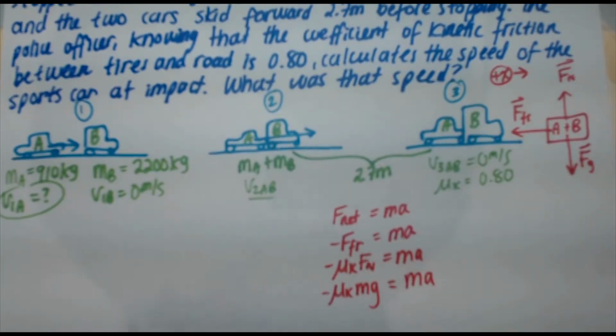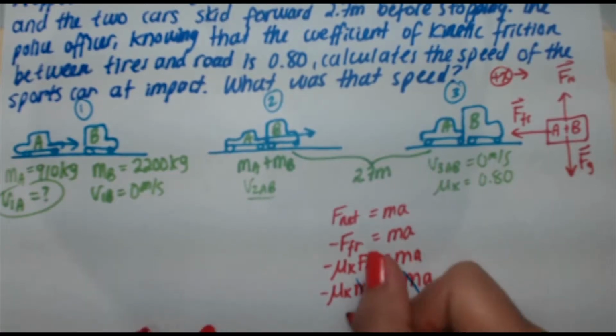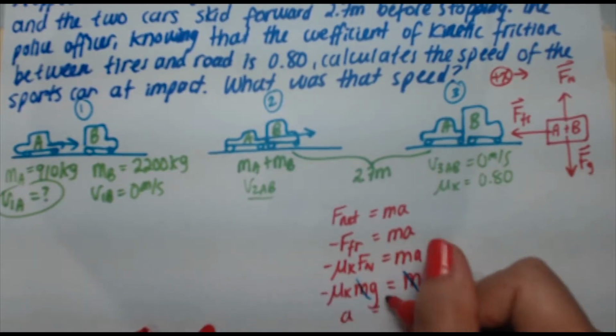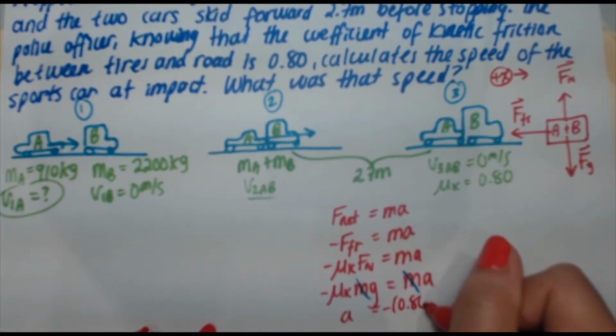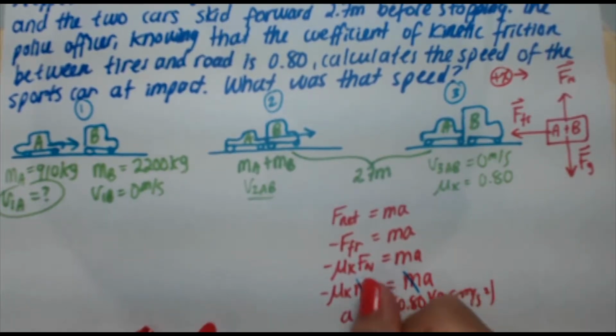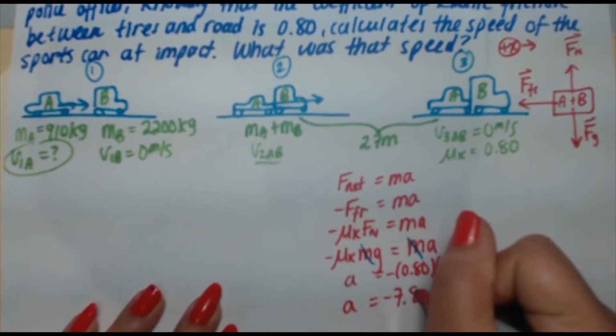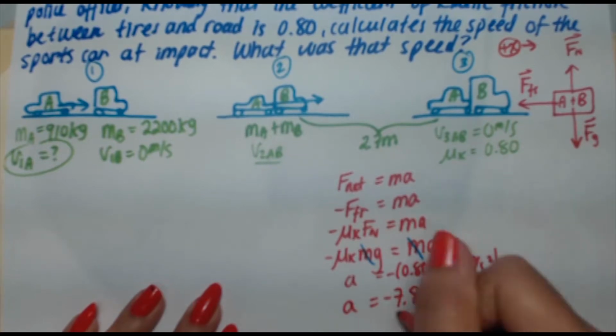So doing that allows me to cancel out the masses. And so you can calculate your acceleration as minus mu k times mg. So minus 0.80 times g, meters per second squared. And when you do that, you're going to get your acceleration to be minus 7.84 meters per second squared.